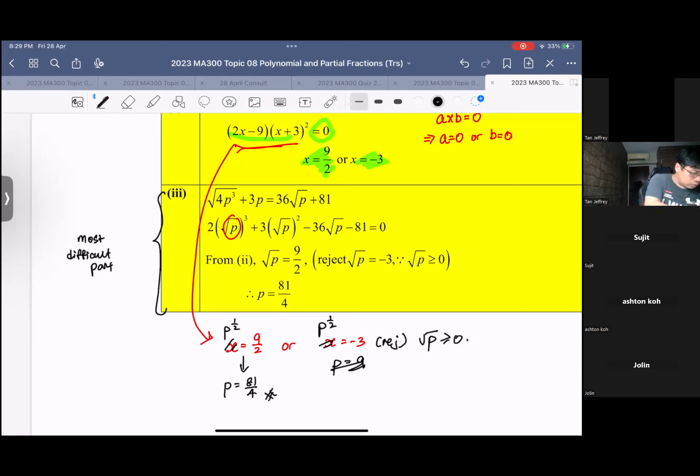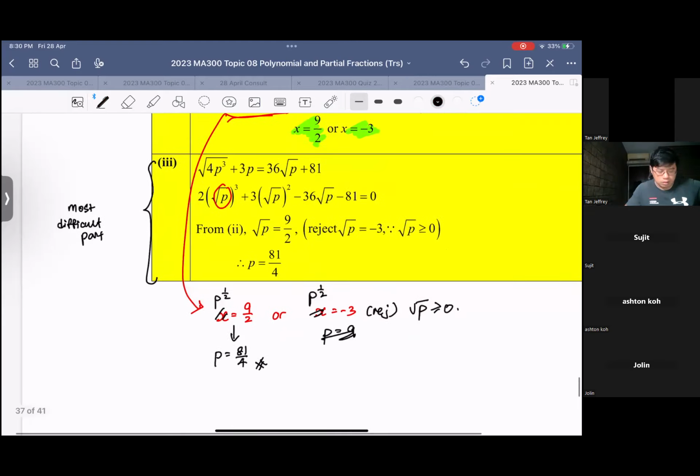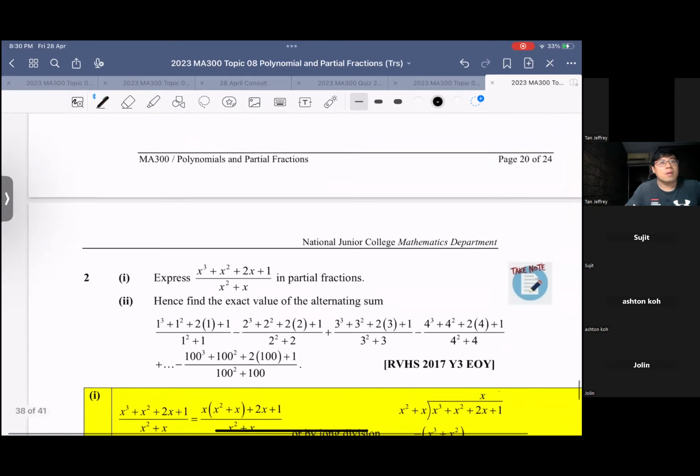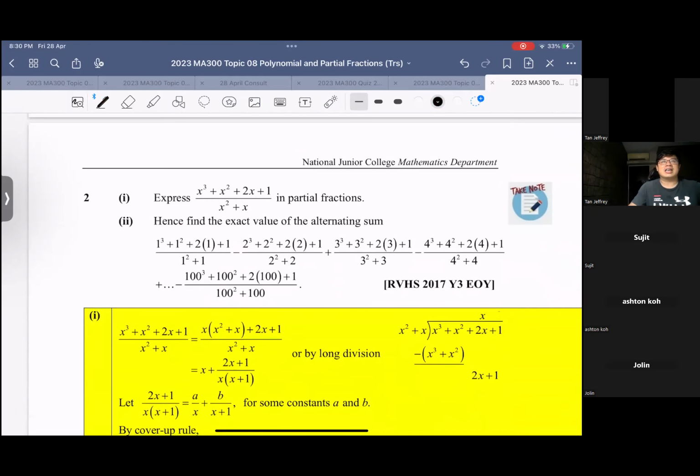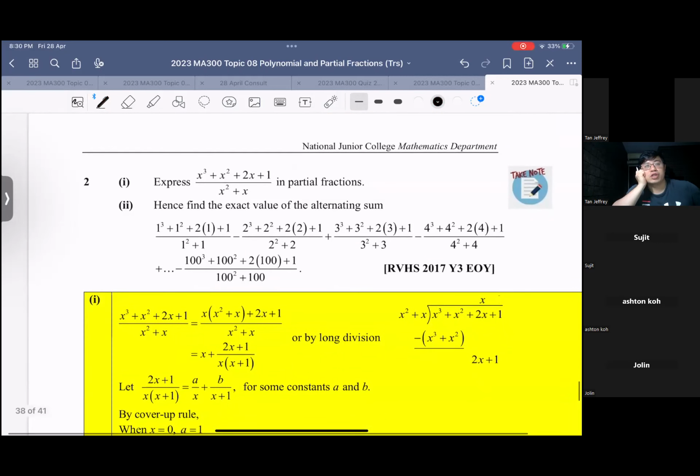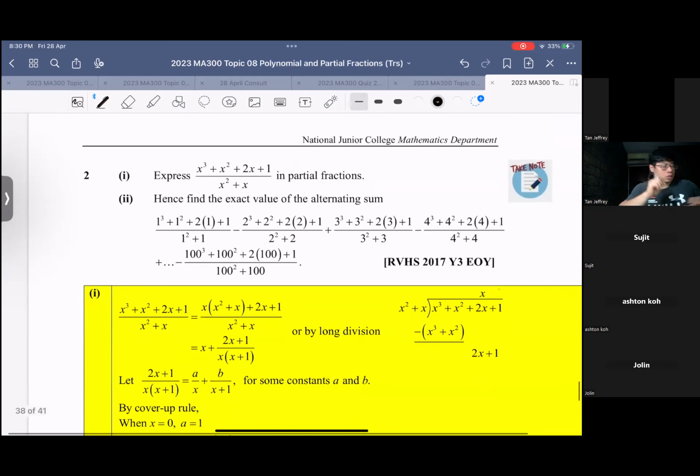And what about a challenging question? Thank you, Mr. Tan, and a challenging question as well. Okay, this one, right? Yes. Okay, let me think. First part is okay lah. So first part, you just do partial fraction as per normal. You do long division. Okay, give me a second.